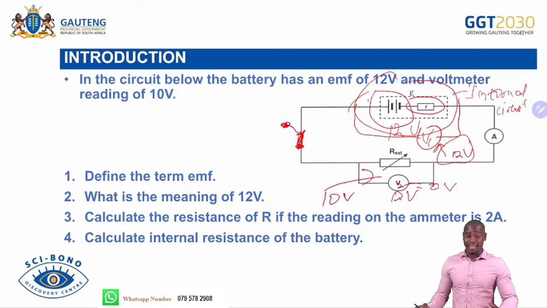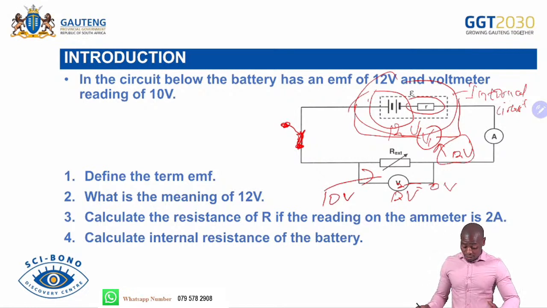So in this case you are having 12 volts as the EMF. Then because the battery has internal resistance, some of the volts will be used by the battery itself. That is why in the external circuit we are having 10 volts. So what happened to that 2 volts? It was used by the battery. So you must be able to explain why there is that voltage drop. The reason is because of the internal resistance. That is very, very important.